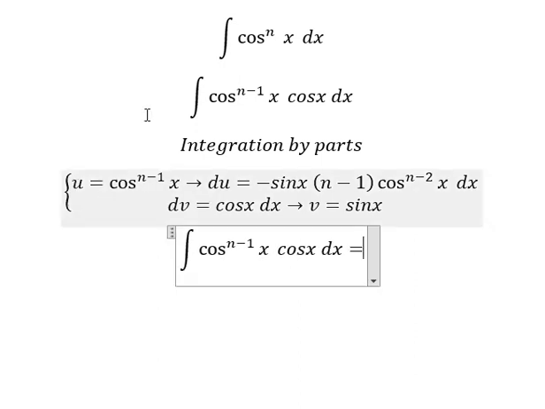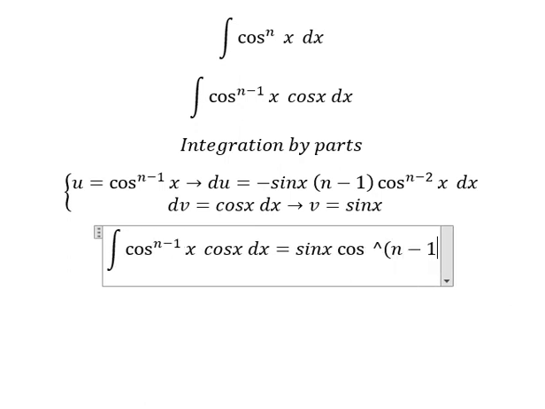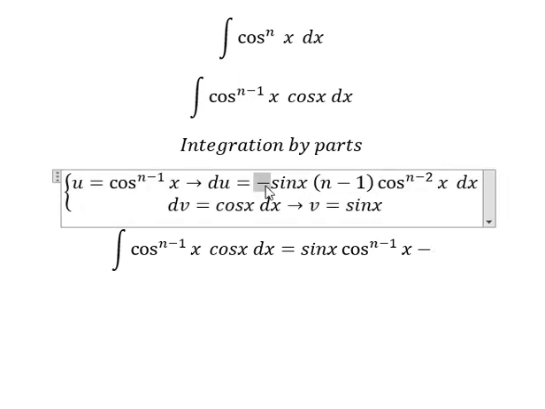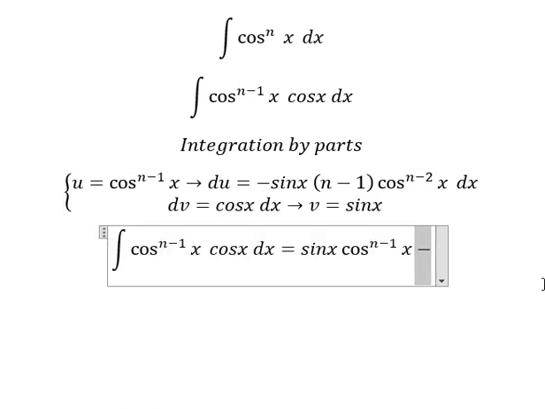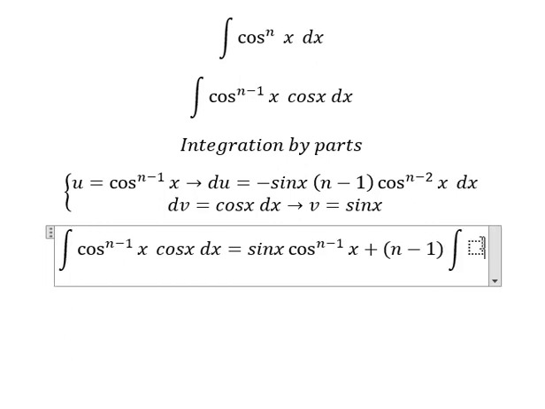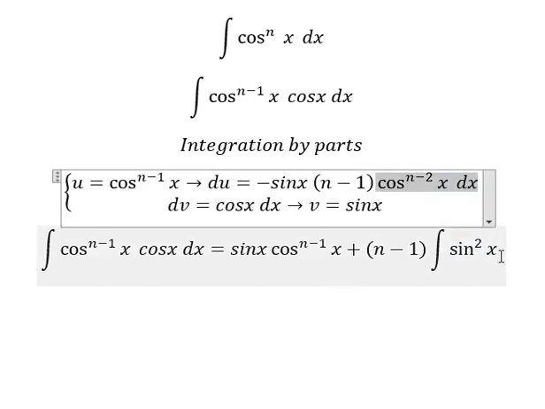So we have u multiplied by v minus the integral of v du, because we have another negative in here. Negative with negative, we have positive. And now I will put n minus 1 outside. And then we have the integration of sine x squared multiplied by this one.